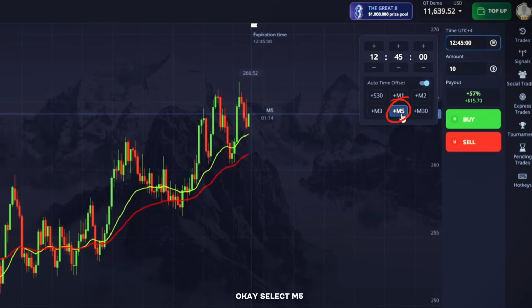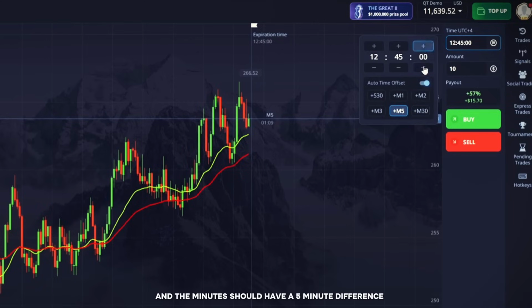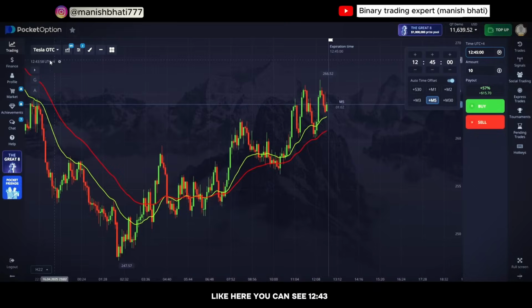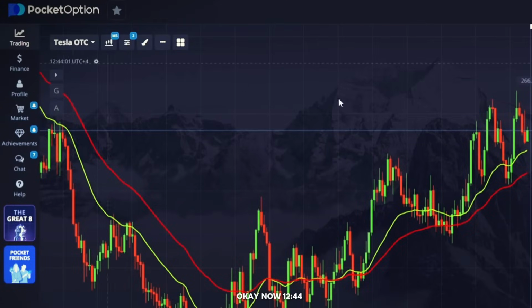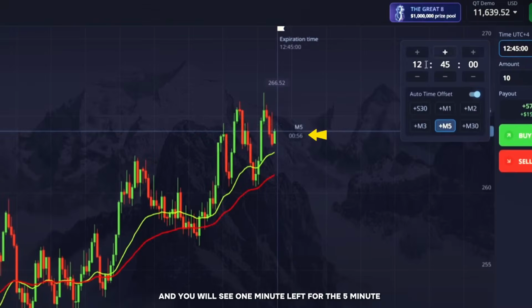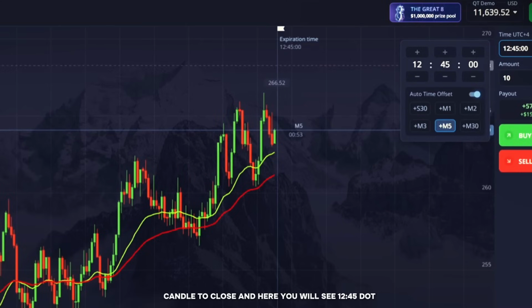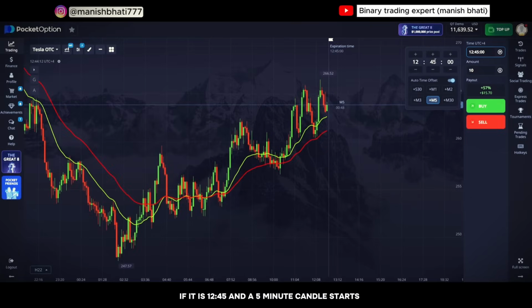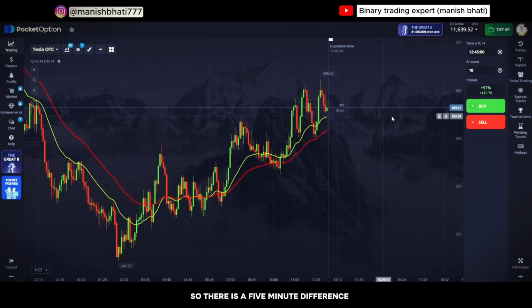Okay, select M5 auto offset on, and make sure your seconds should be 0 and the minutes should have a 5-minute difference. Like here you can see 12:43. Okay, now 12:44, and you will see 1 minute left for the 5-minute candle to close. And here you will see 12:45 dot. If it is 12:45 and a 5-minute candle starts, then your time is automatically set to 12:50. Okay, so there is a 5-minute difference and the seconds should always be 0 with auto offset on and set to M5.